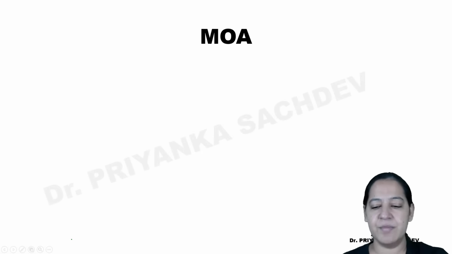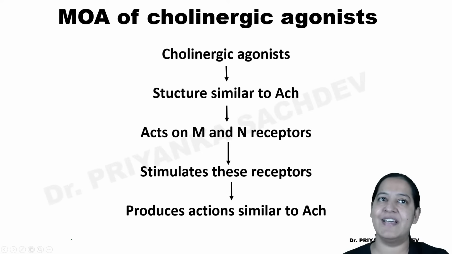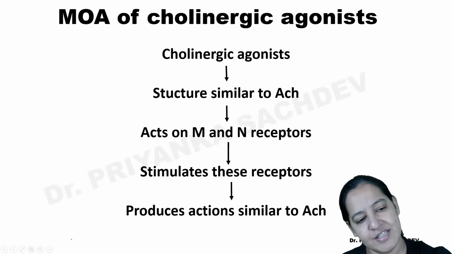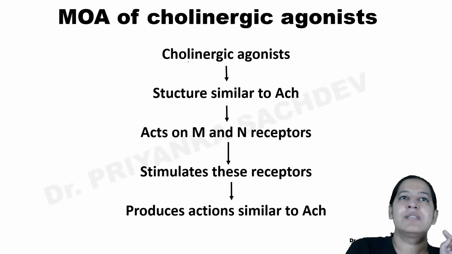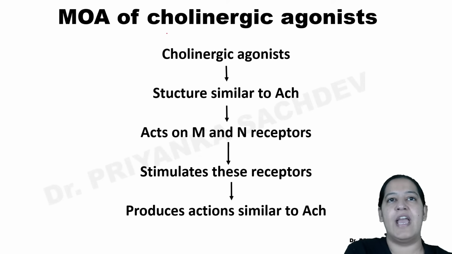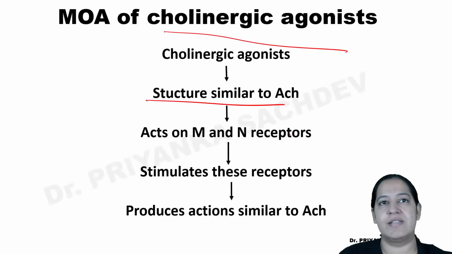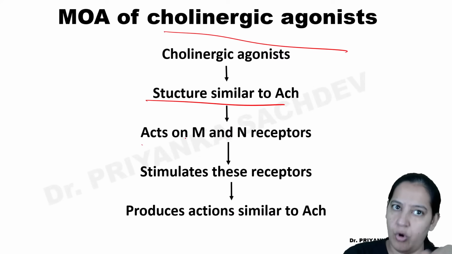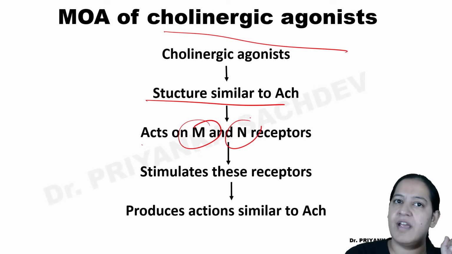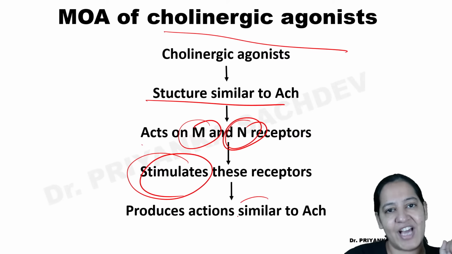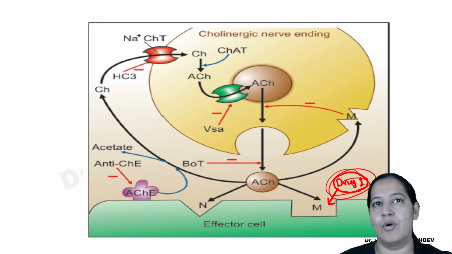Let me tell you the mechanism of action. I have already told you the mechanism of action of both the categories. So this is the mechanism of action of cholinergic agonists. They are structurally similar to acetylcholine. I have already told you they are structurally similar. So they will go at the junction. They will act on muscarinic and nicotinic receptors, stimulate these receptors and produce actions which are similar to acetylcholine only. That is the mechanism.